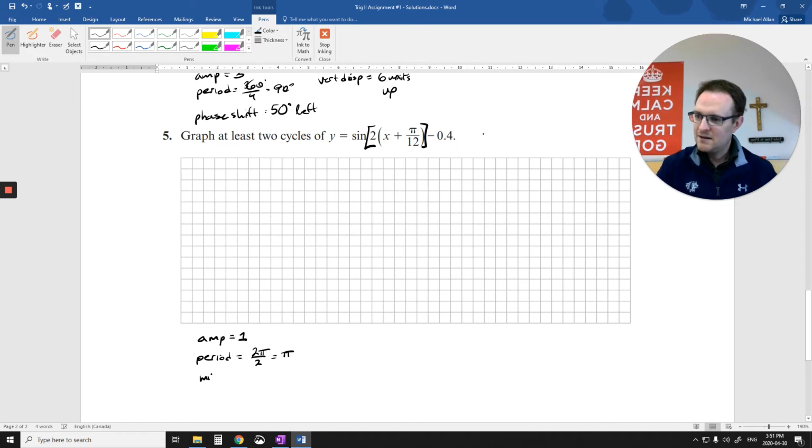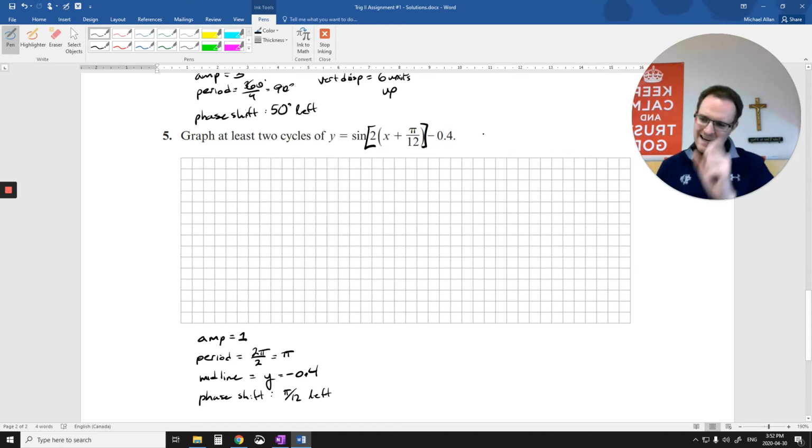My midline, this would be a nice number to have, is going to be y is equal to -0.4. So I want to graph that. We'll have a phase shift. My phase shift is going to be pi over 12 to the left. Remember, when I draw these out, that's probably going to be the last thing I'm going to do. So I'm going to draw pretty much the graph with all the other transformations and then just kind of move it over. And then maybe you can erase it, or I just have two different colors.